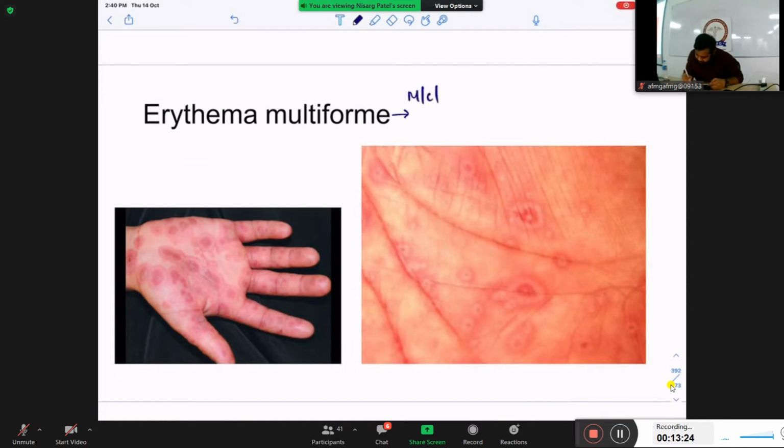What is the most common cause of erythema multiforme? This MCQ has been asked. The most common cause is idiopathic.